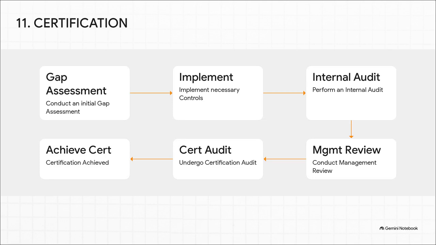So how do you get the plaque on the wall? This is the certification process overview. Step 1, gap assessment. Step 2, implement controls. Step 3, internal audit. Step 4, management review. Step 5, certification audit. And Step 6, certification achieved. It's a strict 6-step sequence. But remember, the minute certification is achieved, you loop right back around. You maintain a loop of continuous monitoring and improvement so you never, ever lose that status.